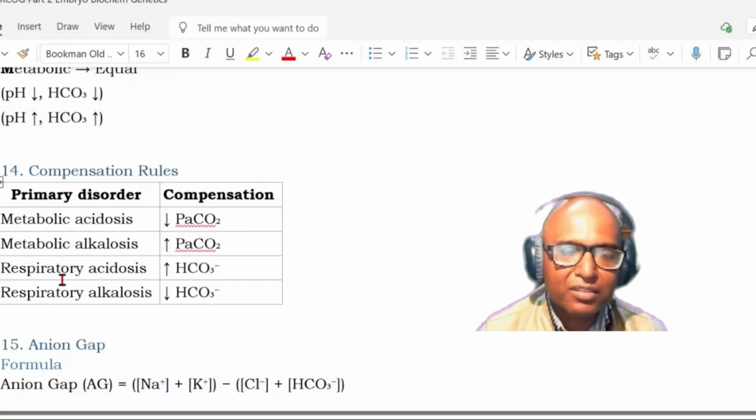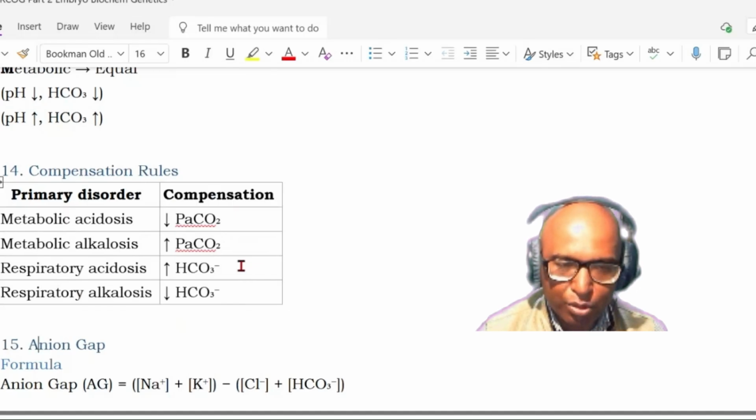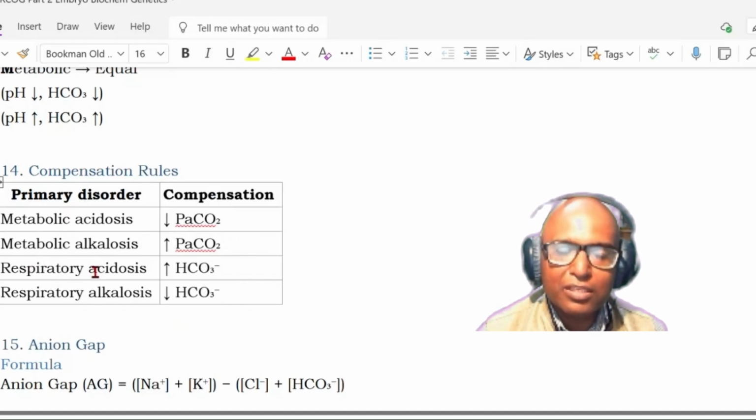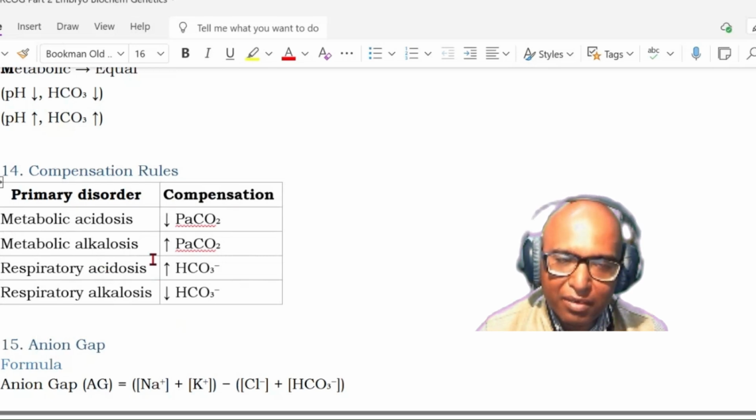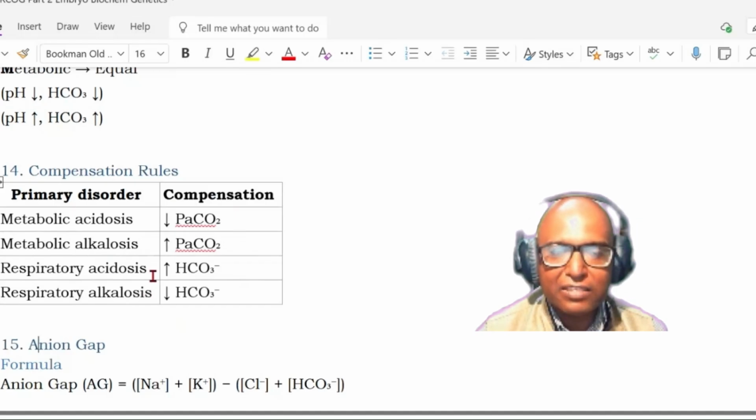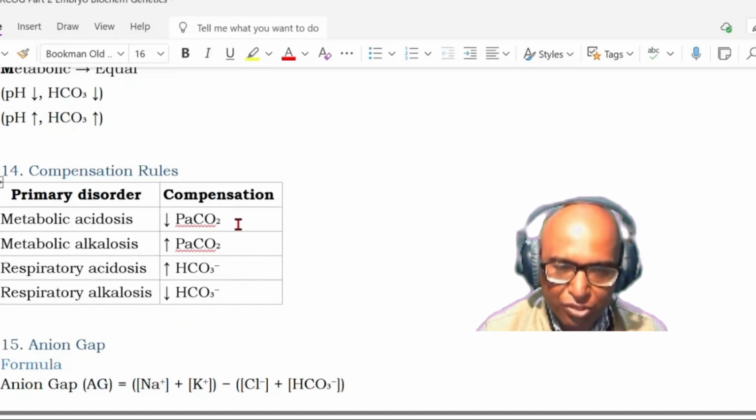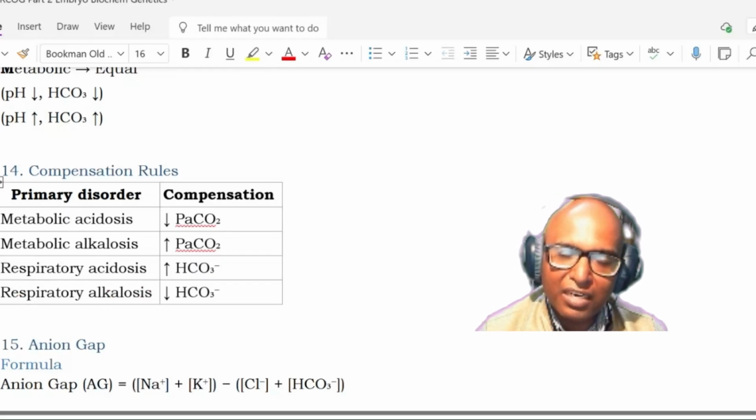In respiratory, the compensation is by bicarb. So in respiratory acidosis, pH is reduced, PCO2 will be increased, and bicarb will also be increased as a compensation. In respiratory alkalosis, pH is increased, PaCO2 will go in the opposite direction and bicarb will also go in the opposite direction. So compensation happens by bicarbonates in respiratory, and by PaCO2 in metabolic.